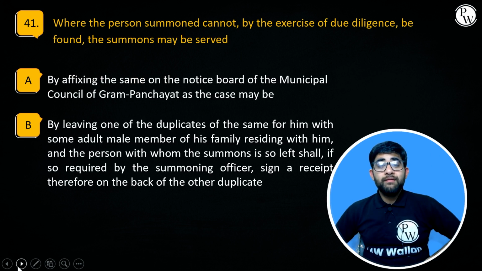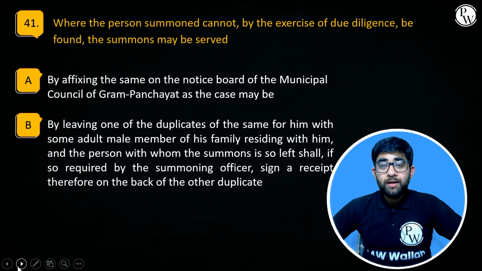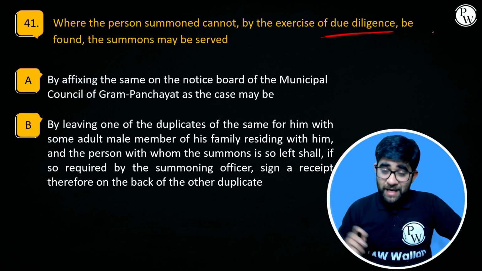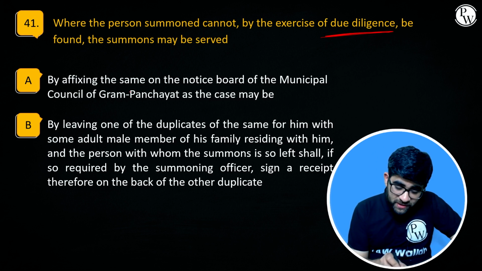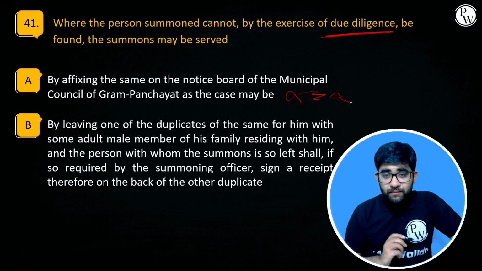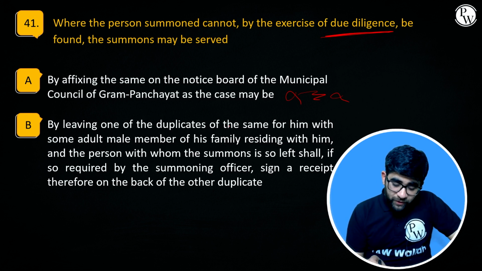Next, where the person summoned cannot by the exercise of due diligence be found, the summons may be served by affixing the same on the notice board of the municipal council or the gram panchayat, as the case may be. Needs consideration, but in my view it is wrong. By leaving one of the duplicates of the same for him with some adult male member of his family residing with him, and the person with whom the summons is so left shall, if so required by the serving officer, sign a receipt therefor on the back of the other duplicate.